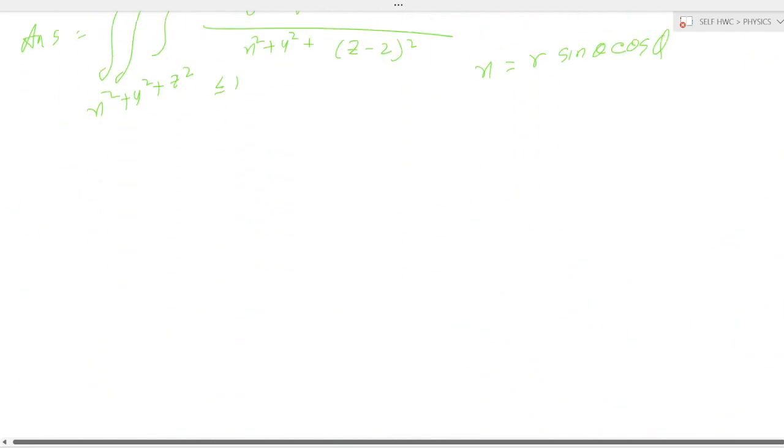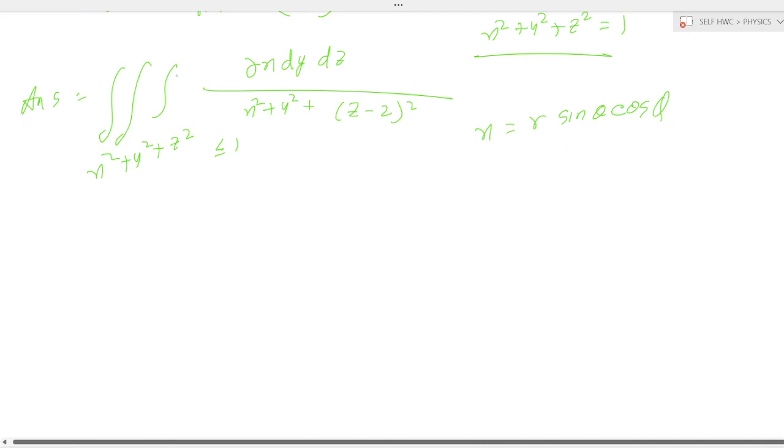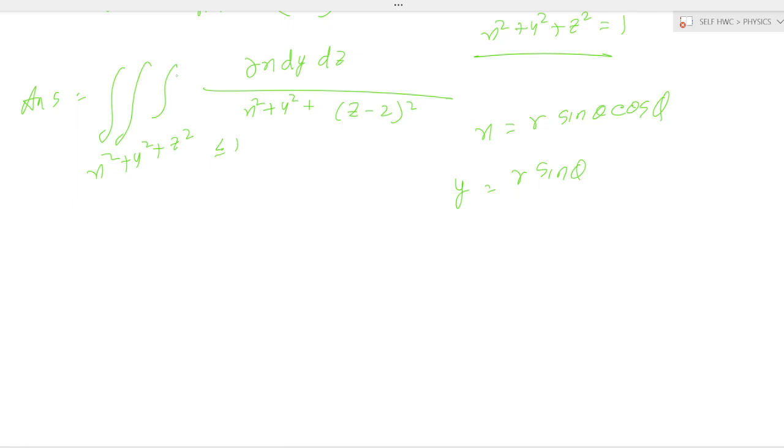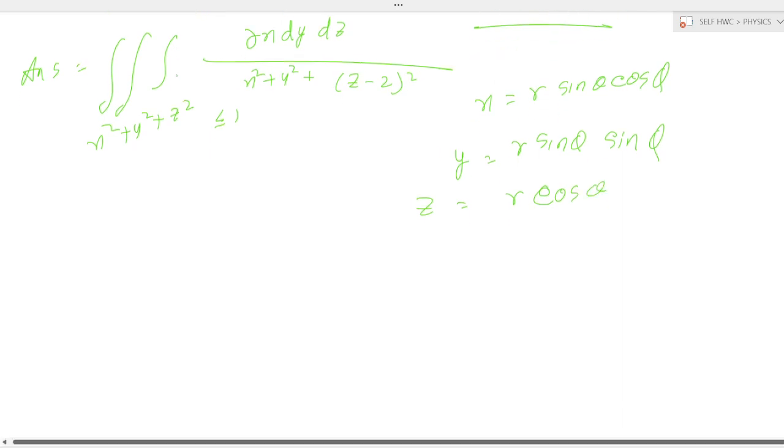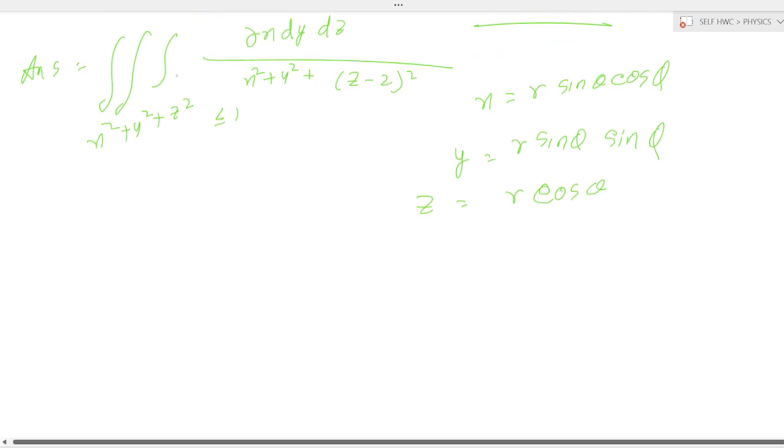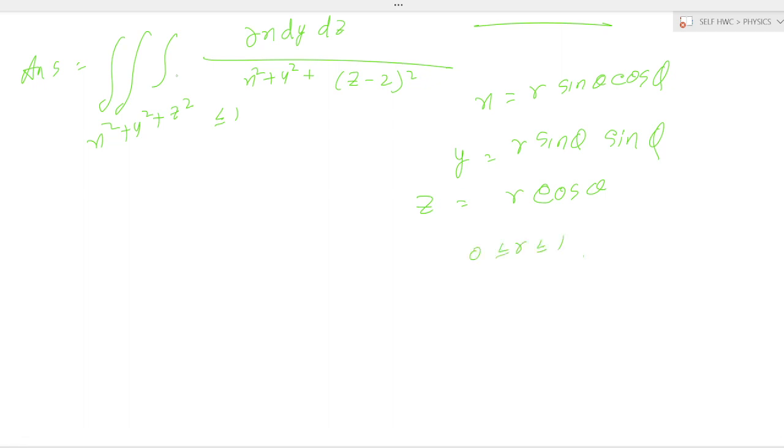Okay, and this value: x is equal to r sin theta cos phi, y is equal to r sin theta sin phi, and z is equal to r cos theta. Put in this value, the transformed region is 0 ≤ r ≤ 1, 0 ≤ theta ≤ pi, and 0 ≤ phi ≤ 2 pi. Okay, put in this value.